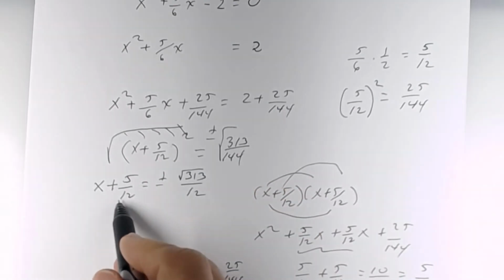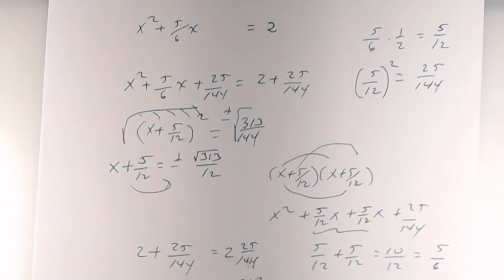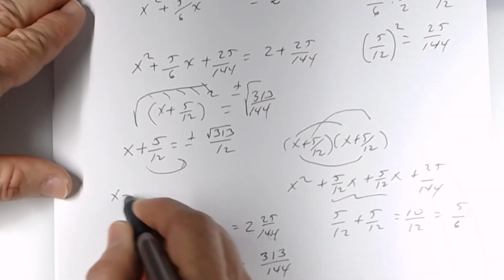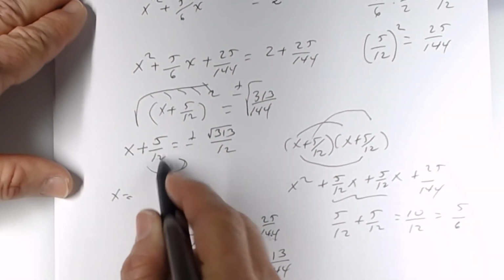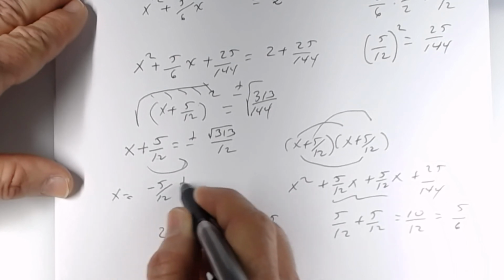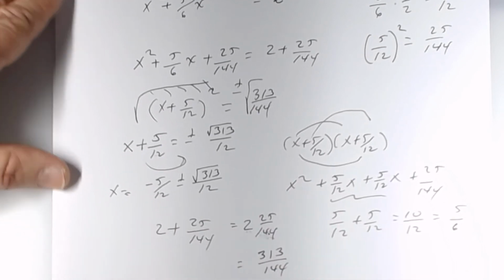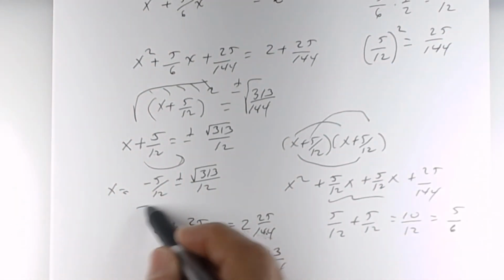And then all you do is bring this 5/12 to the other side and you're done. So I get x equals negative 5/12 plus or minus the square root of 313 divided by 12. So you can leave your answer like that.